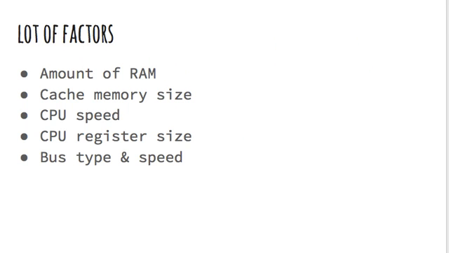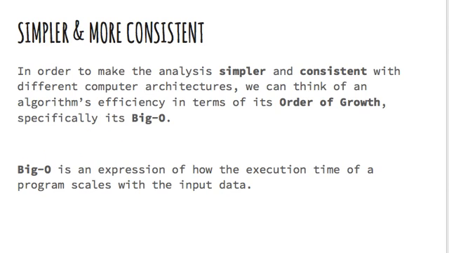As a programmer, it is important to reason about the amount of time an algorithm will take. Many factors come into play when analyzing an algorithm's efficiency. They are like the amount of RAM, cache memory size, CPU speed, CPU register size, bus type, and its speed. So, in order to make the analysis simpler and consistent with different computer architectures, we can think of an algorithm's efficiency in terms of its order of growth, that is, Big O.